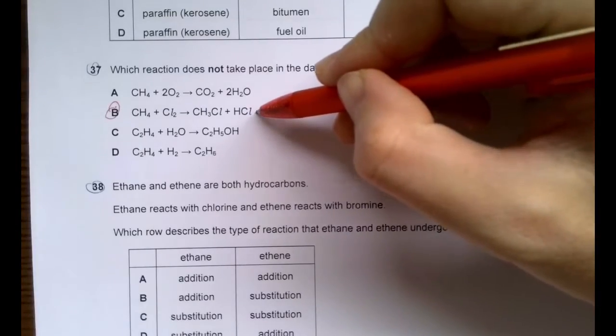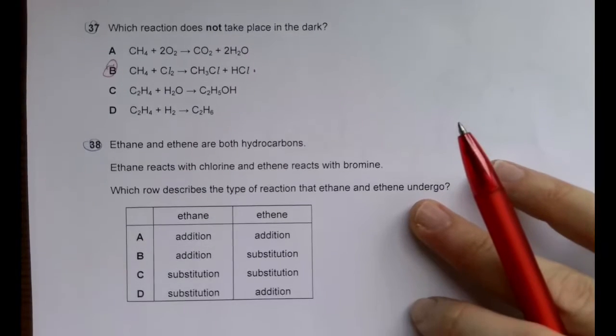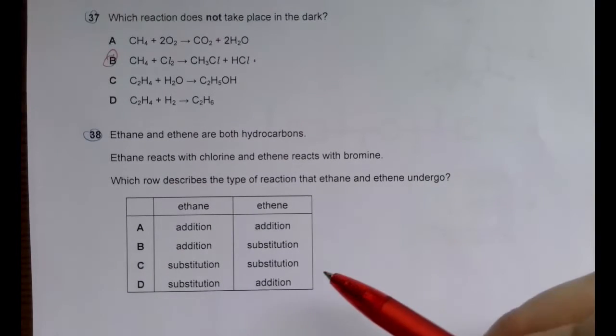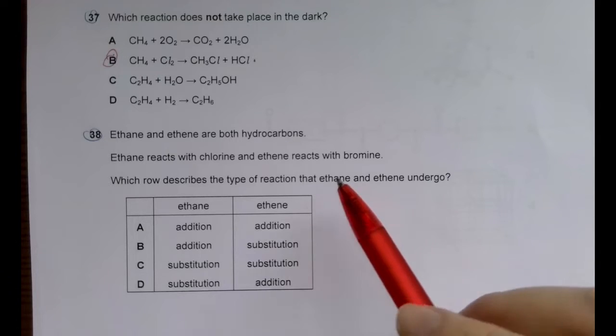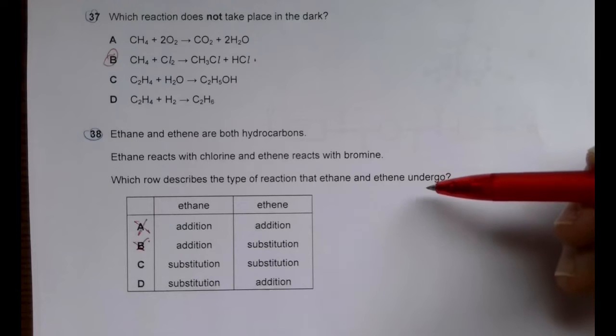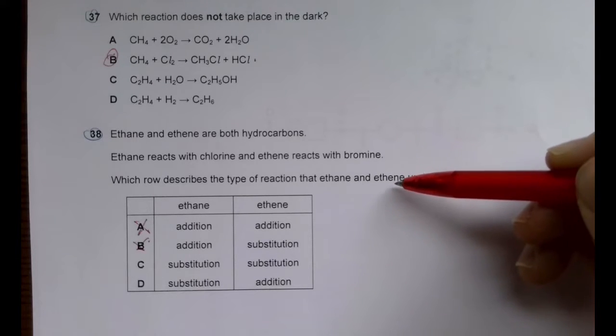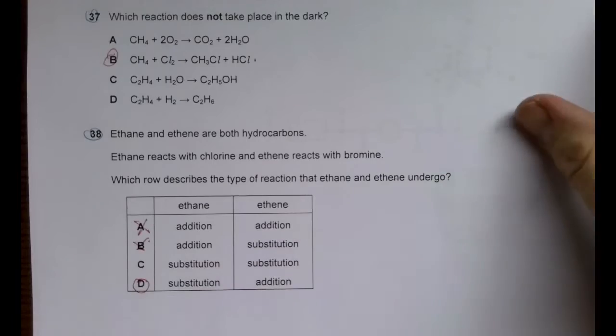So remember that. All right, this one here, which row describes the type of reaction that ethane and ethene undergo? Well, ethane is a saturated hydrocarbon, so you can't add anything to it. So it's not going to be that or that. And then ethene is an unsaturated hydrocarbon, so you can add to it. So the answer is going to be D.